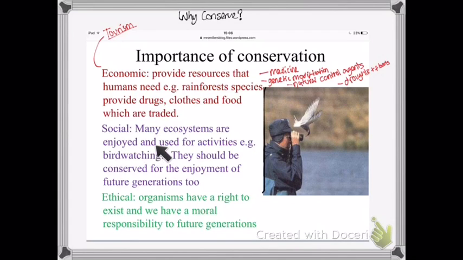Okay, then we have social benefits. So many ecosystems are enjoyed for activities like bird watching, so that's bringing in tourism. They should be conserved for the enjoyment. So tourism's good for enjoyment of our future generations, and it also has economic benefit. And ethical, so organisms have a right to exist, and we have a moral responsibility to future generations. So your ethical views are your own, but I think most people would agree that it wouldn't be a great world to live in if we killed everything and humans were the prime race. Some people would argue that humans do not have the right to kill other animals. We should be stewards and protect animals.